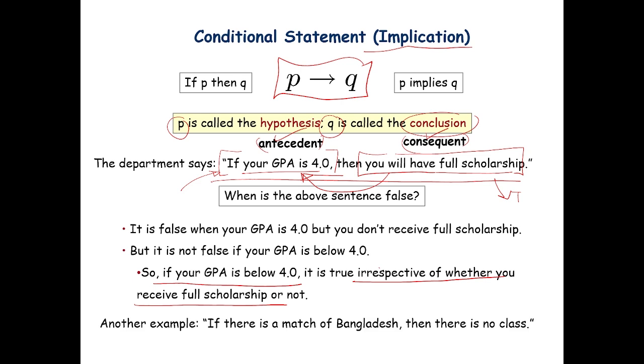Another example is: if there is a match of Bangladesh, then there is no class. When is this false? When there is a match of Bangladesh and there is a class. That's when this whole statement becomes false. Otherwise, what is the other option? If there isn't a match of Bangladesh, you don't have to know the rest of it. There could be a class, there could not be a class. That doesn't matter. If there isn't a match of Bangladesh, this whole statement becomes true. Okay? So moving on.